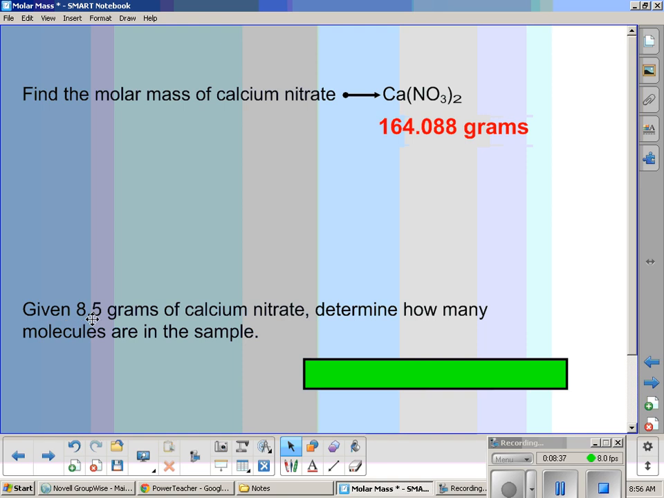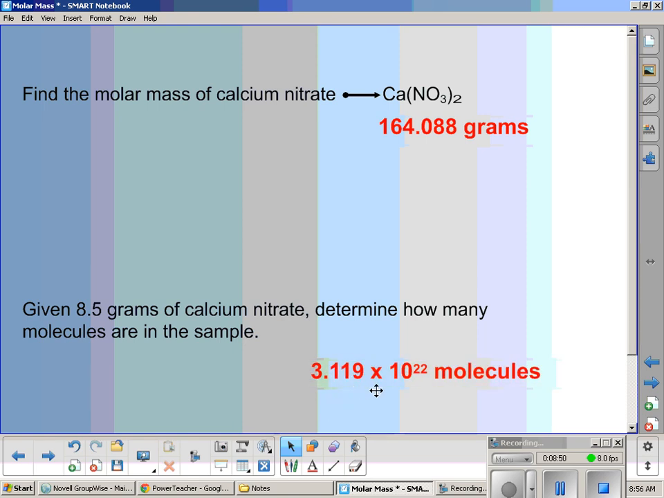And if we had 8.5 grams of calcium nitrate, this compound right here, and we wanted to know how many molecules, you should be able to calculate that, and you will come up with 3.119 times 10 to the 22nd molecules of calcium nitrate.